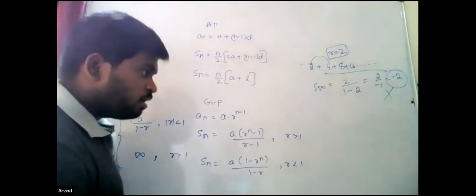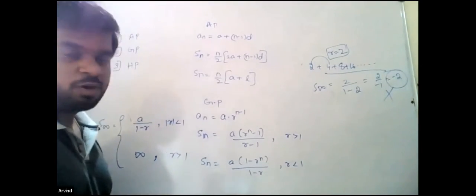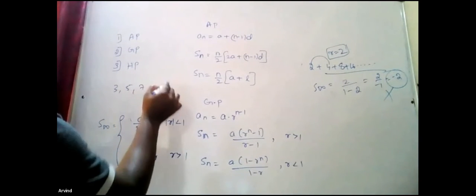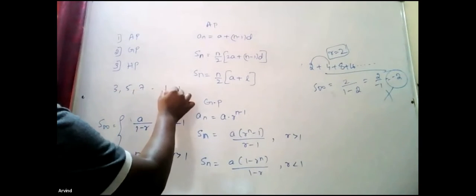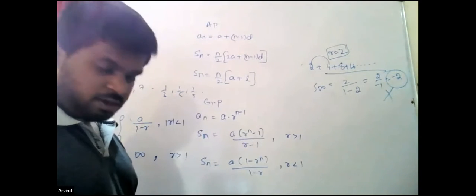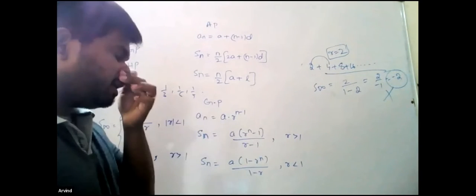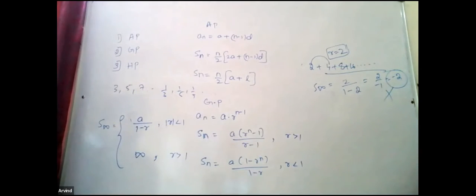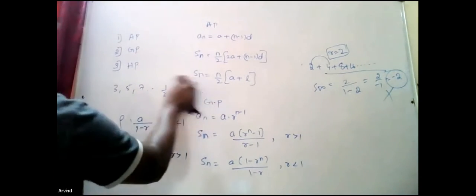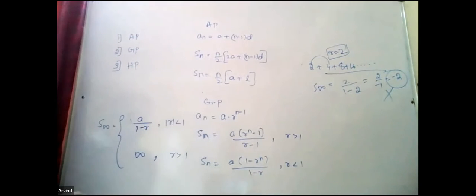Okay. Then HP is simply the reciprocal of AP. For example, if 3, 5, 7 are in AP, then 1 by 3, 1 by 5, 1 by 7 are said to be in HP. That is the formula. It is simply the reciprocal of AP. So if 3, 5, 7 is an AP, flipping it gives the HP.